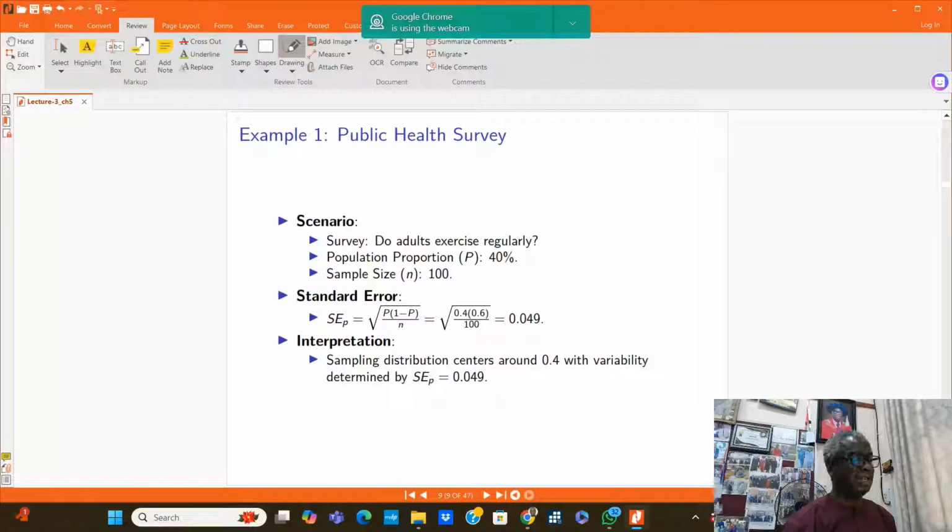So here we can compute the standard error using the expression there. The standard error is based on the proportion of success, from the population proportion, that's what we know about the population proportion anyway. So the 40% indicates that in the population, 40 out of 100 exercise regularly. So the standard error gives 0.049.